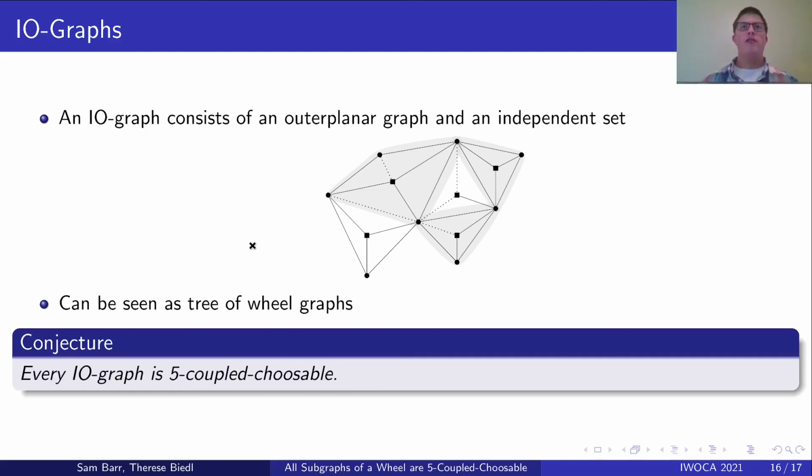Our hope is that our result of 5-coupled choosability for wheel graphs can therefore be extended to IO graphs.